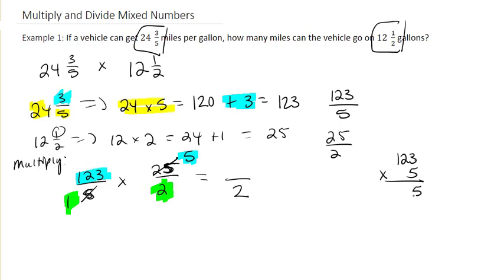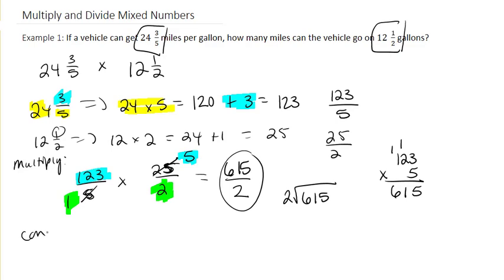3 times 5 is 15, carry the 1. 2 times 5 is 10, plus 1 is 11, carry the 1. 5 times 1 is 5, plus the 1 is 6. So then we put 615 above, divided by 2. So 2 can go into 615 as we want to convert to a mixed number.